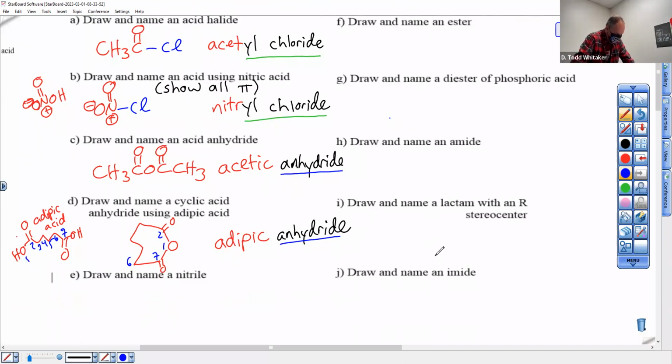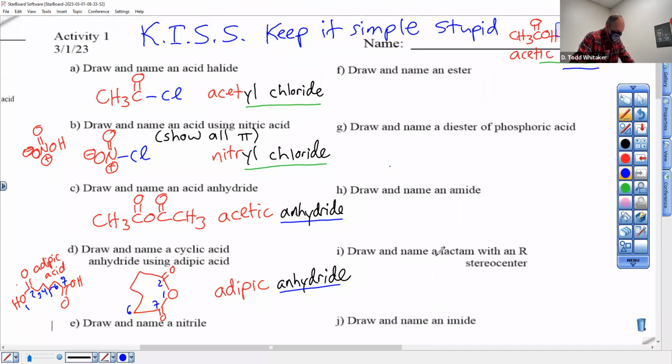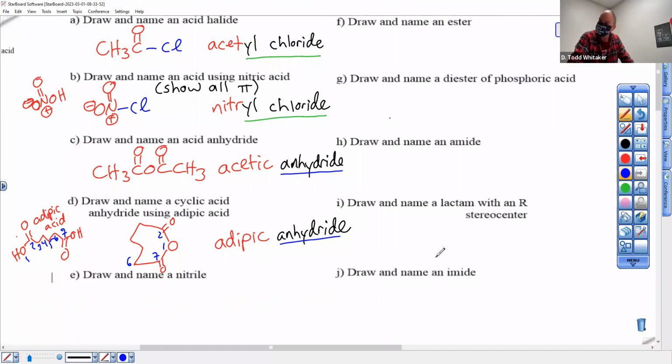Nitrile. Anybody know what a nitrile is? What's a nitrile have to have? Nitrogen, yes, I have to agree. It's got a nitrogen with a triple bond to carbon.